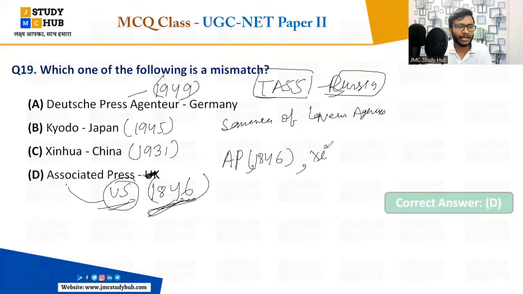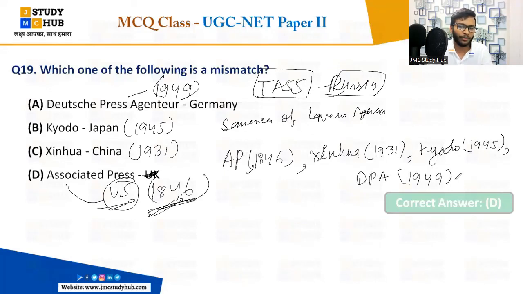Then C, that is 1931, that is Jinhua, China. Very good. That is after Kyoto, that is 1945. And the last, that is DPA, that is 1949. Very good. That is very much important. Marvelous answers you have given. That is very much important, all the news agencies.